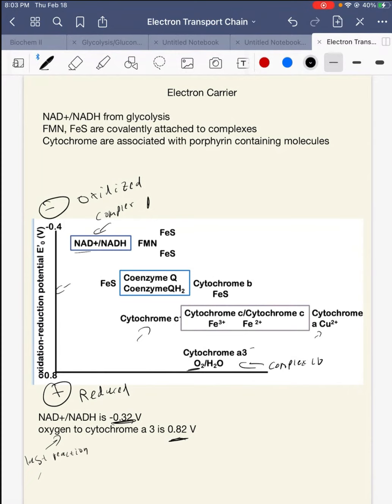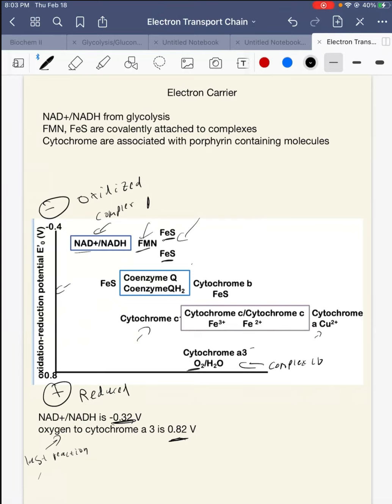Oxygen to cytochrome A3 has a really positive reduction potential, and then NAD to NADH2 has a really negative reduction potential. I also mentioned that these are covalently attached to complexes. These are iron sulfur centers that help in the electron transport chain. And then FMN is also in complex 1.